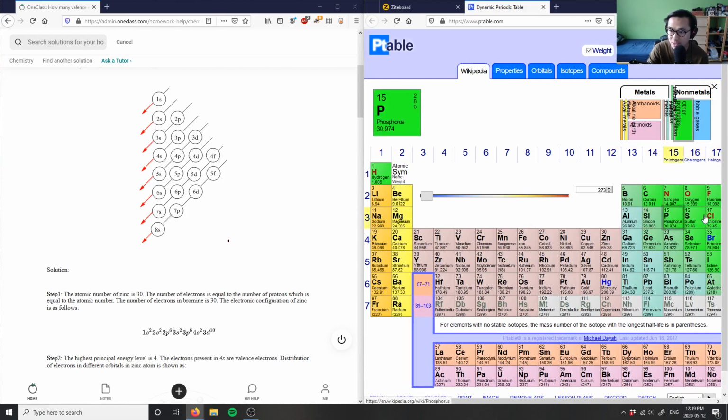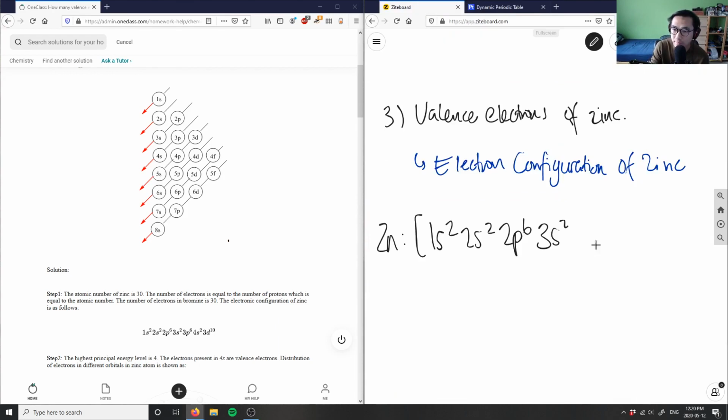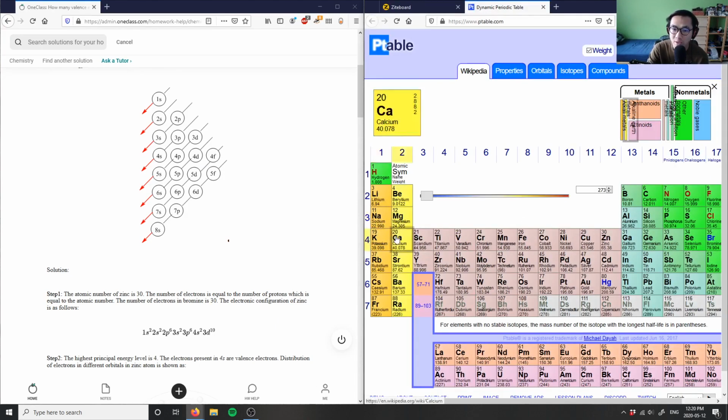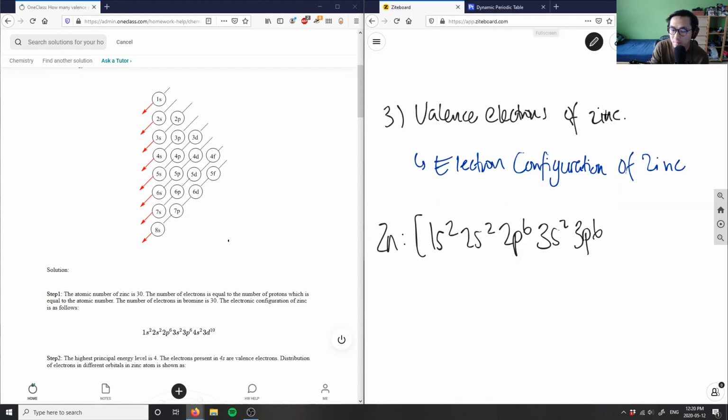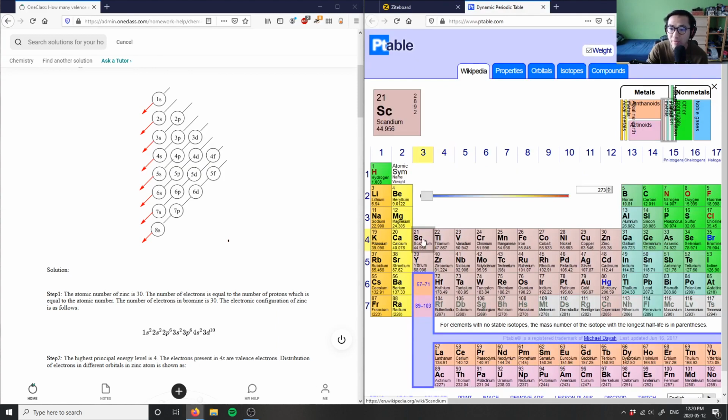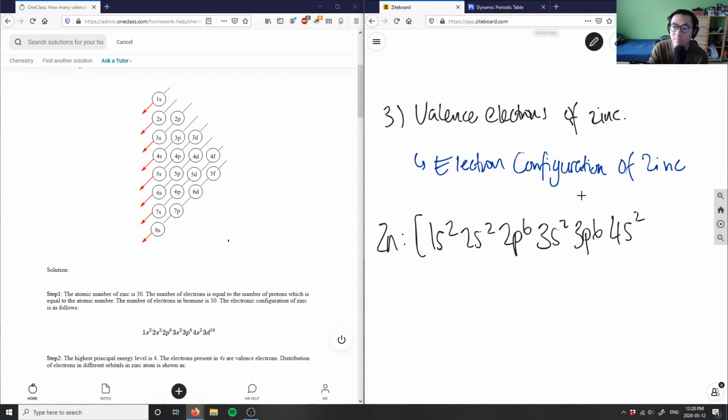Remember, zinc is here, right? So it's going to contain 3p6 here. I'm going to have 4s2 for these two electrons. And then finally, I have this block, right? And zinc lies at the end of group 12. So this here would be my 3d10 block. So this is the D block.